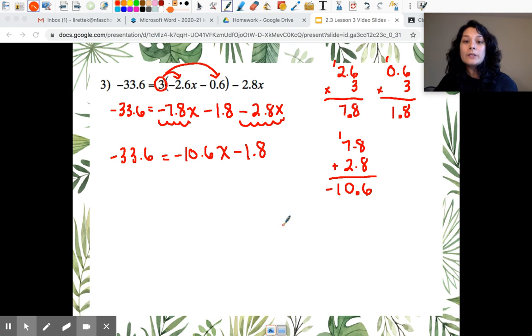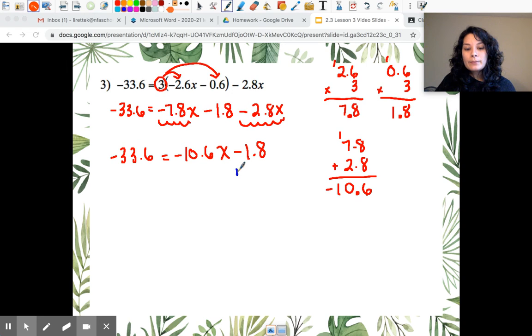I could clear the decimals. If you were going to use that method here, you would multiply everything by 10 because that's the rightmost value I see anywhere. But I think I'm going to work with the decimals again, simply because if I cleared the decimals, that negative 33.6 would turn into a pretty big number. It would turn into negative 336. I don't want to deal with numbers that large, so I'm just going to work with the decimals.